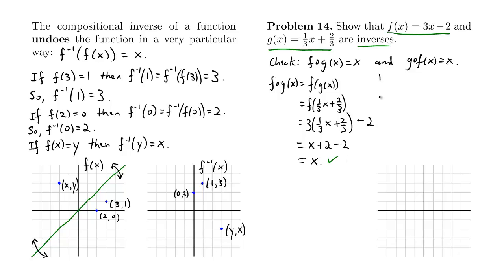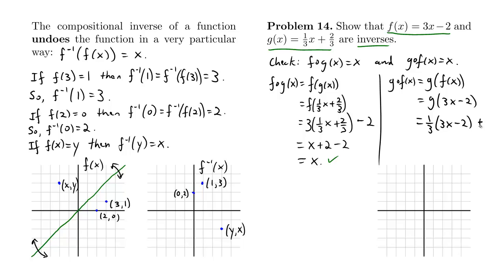Now let's check the composition the other way around. If we compose g with f, then we get g of f of x, which is g of 3x minus 2. Putting this polynomial into the formula for g gives 1/3 times, in brackets, 3x minus 2, plus 2/3. This is equal to x minus 2/3 plus 2/3, or just x. So f and g are compositional inverses.